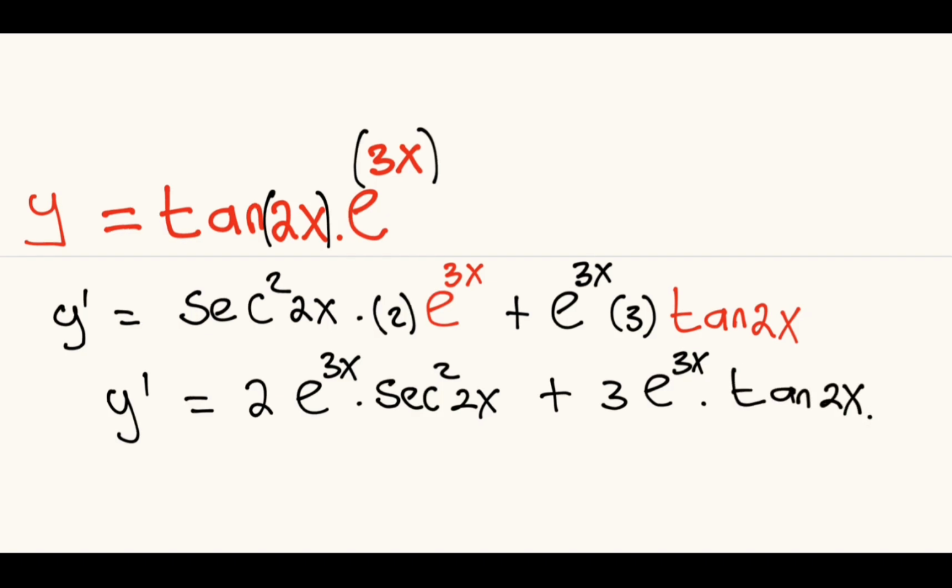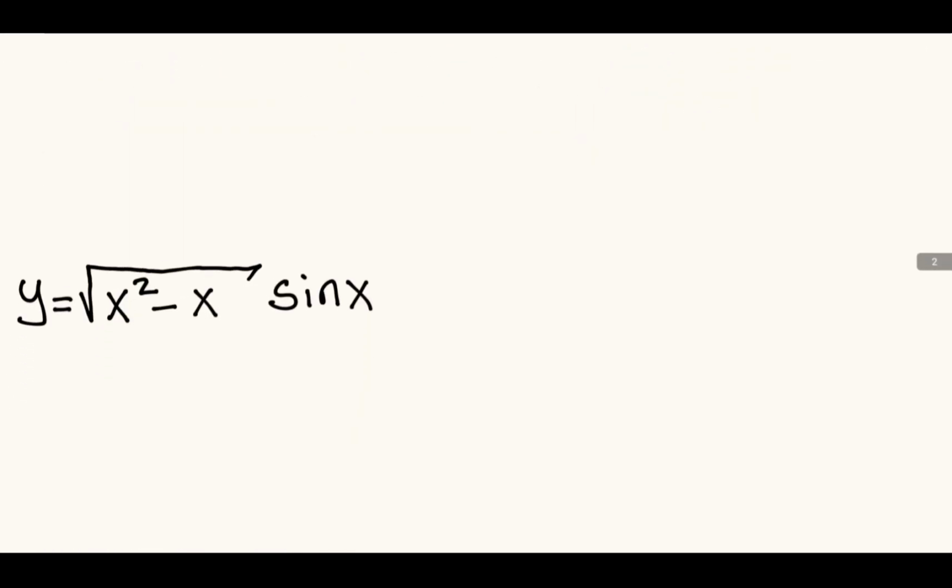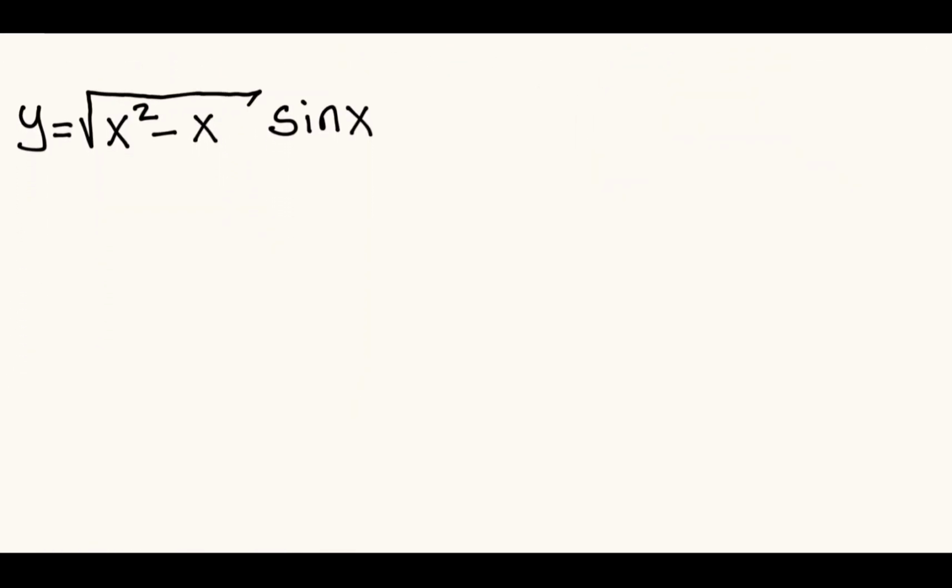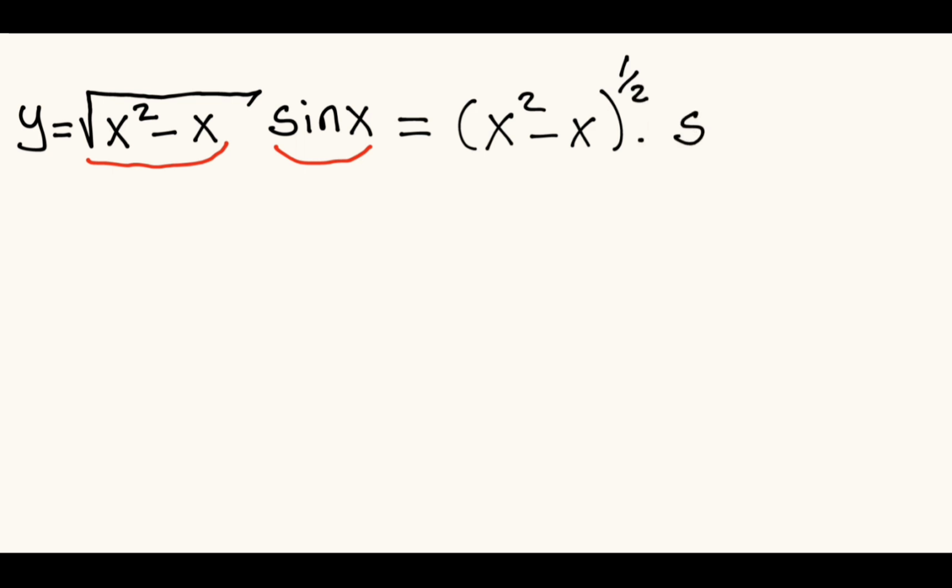For the second question, we have to differentiate y equals the square root of x squared minus x, multiplied by sine x. So we have two functions, the square root of x squared minus x and sine x. In order for us to differentiate this properly, let's rewrite this as x squared minus x raised to the power 1 over 2, instead of expressing it in the form of that square root multiplied by sine x.